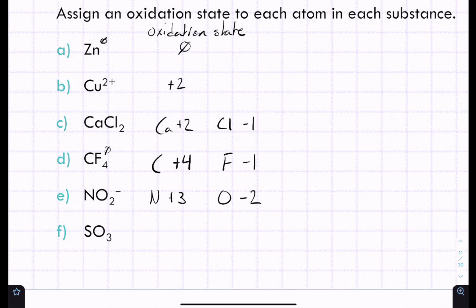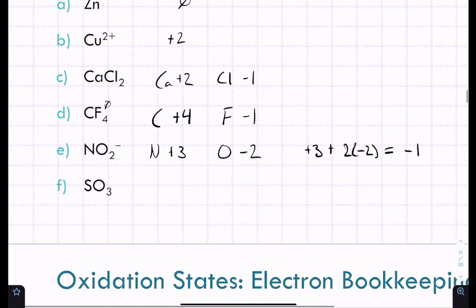If we take +3 plus 2 times -2, then that's going to be -1. I'm writing out here specifically that each oxygen atom has a -2. That's how we think about these oxidation states. For each atom, they're all going to have the same oxidation state. All right, what about sulfur trioxide?